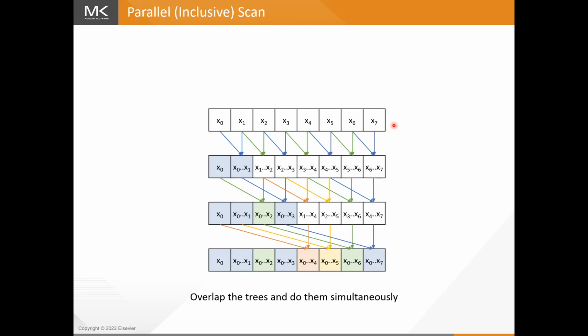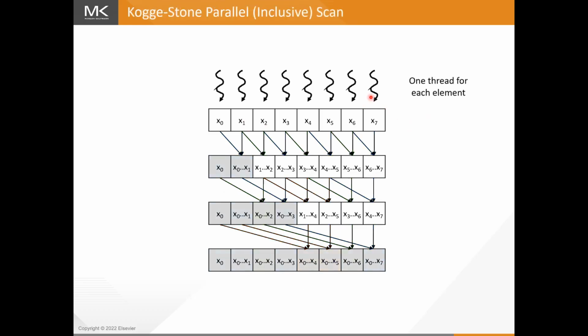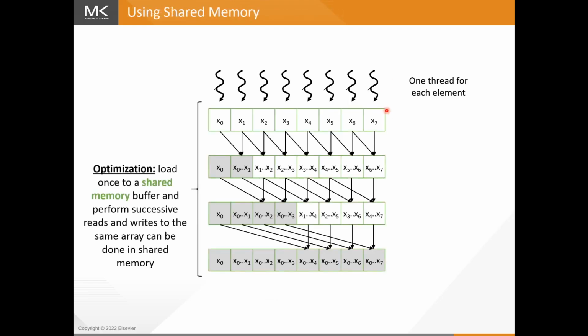Okay, so to do this in parallel, we can assign a thread for each element in the input segment, and that thread can be responsible for adding that element to the element that is stride to its left inside of each iteration. Clear? Okay. One obvious optimization that we can apply, and somebody already mentioned this in the chat, is we can move our input segment into the shared memory, do all of this in the shared memory, and then put the final result back into the global memory.